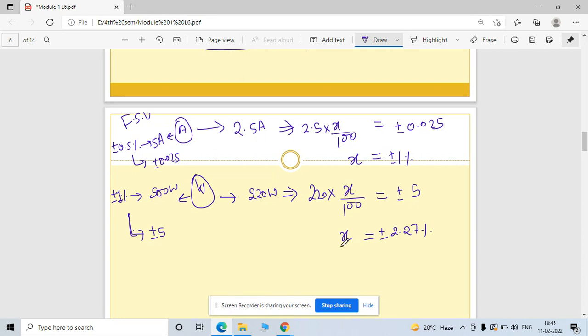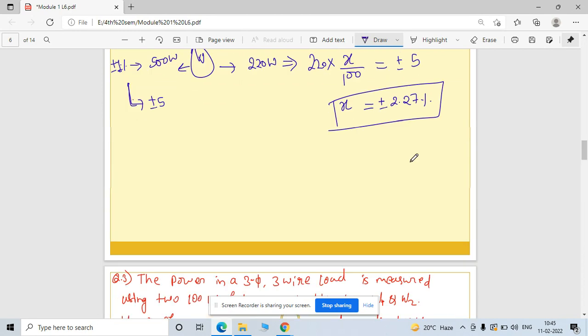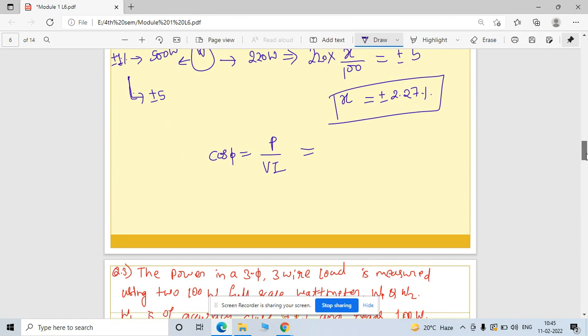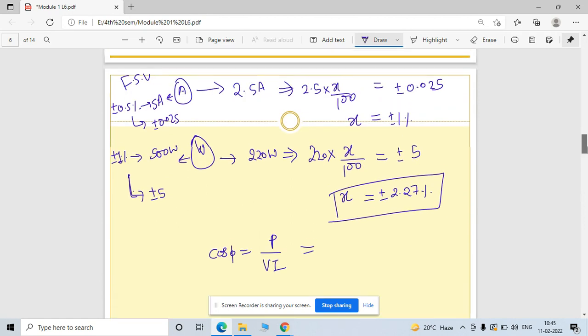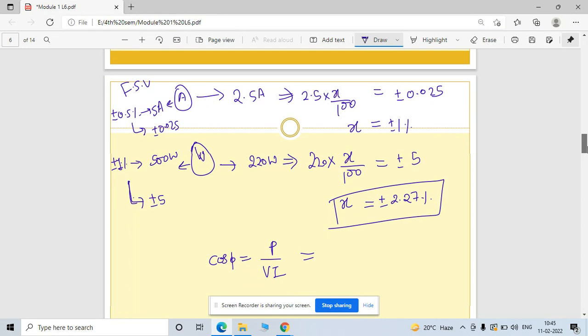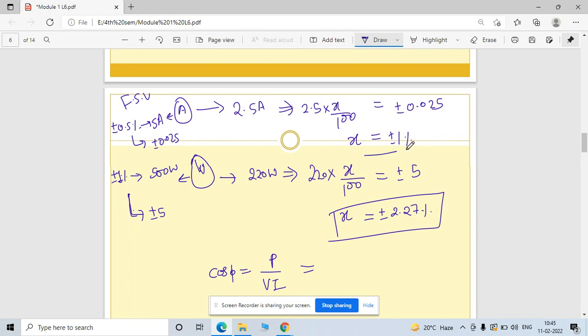2.7 percentage. Okay, now the power factor cos phi is nothing but your P by VI. So see here, all the multiplication and division are used. So you need the error in terms of percentage. We already found this error in terms of percentage here. This is your plus minus. So simple, do two calculations.